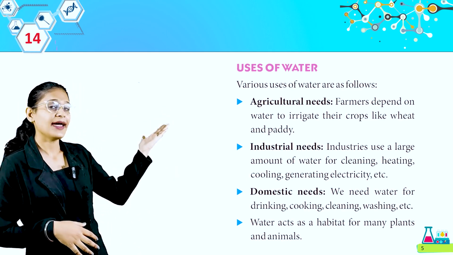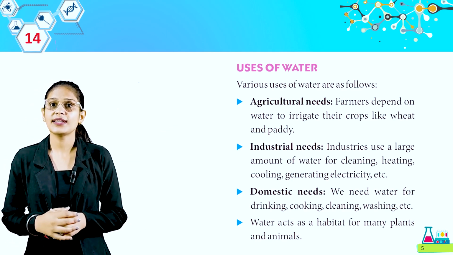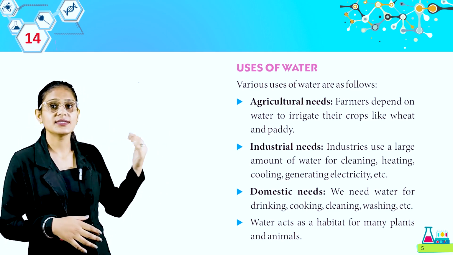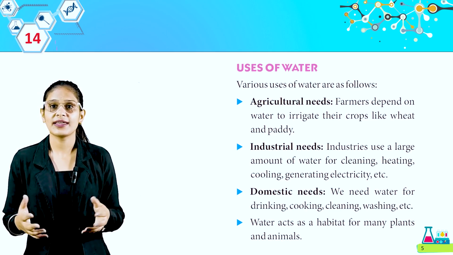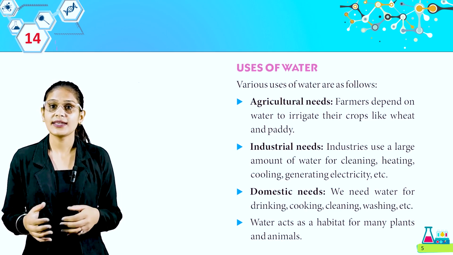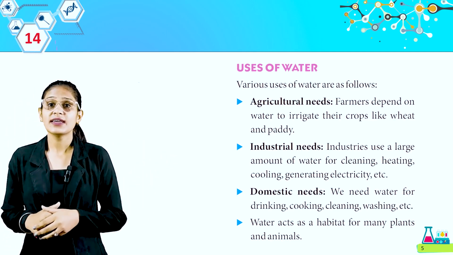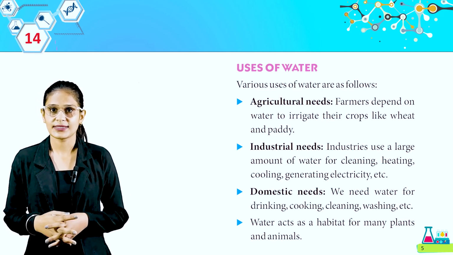The first is agricultural needs. Farmers depend on water to irrigate their crops like wheat and paddy. Then we have industrial needs. Industries use a large amount of water for cleaning, heating, cooling, generating electricity, etc. Then we have domestic needs. We need water for drinking, cooking, cleaning, washing, etc.